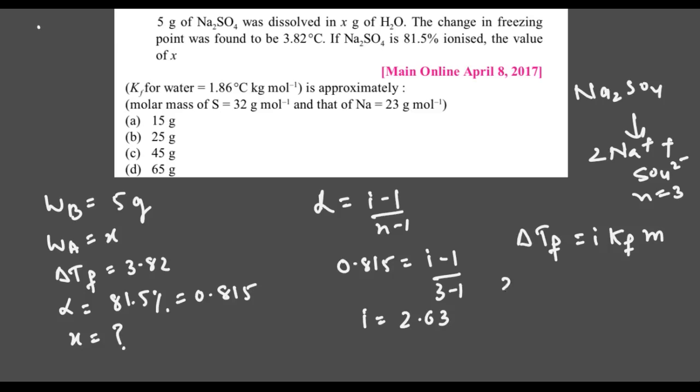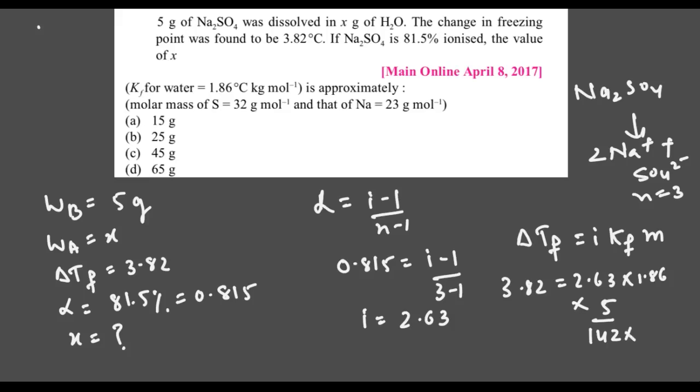Delta TF is 3.82, equal to i value 2.63, KF value is also given, KF is 1.86, into m, the molality. Molality is WB upon MB, with WB as 5 divided by MB. MB is the molar mass of sodium sulfate, which you can calculate, and you will get 142. So this is WB upon MB, and then WA.